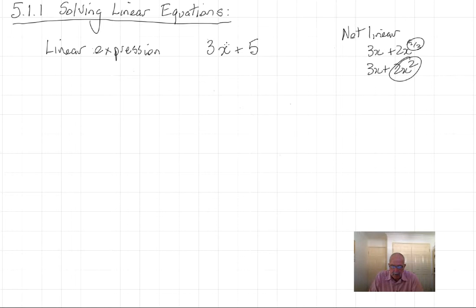So here we've got 3x plus 5. Expressions are made up of terms that are connected by pluses and minuses. And so we've got two terms in this linear expression. The two terms are 3x and 5.